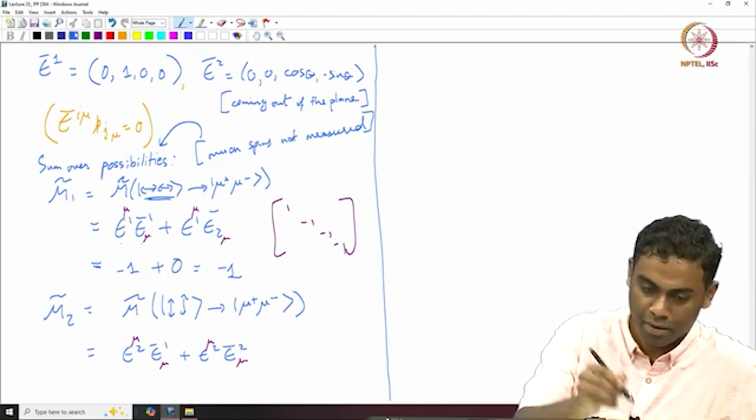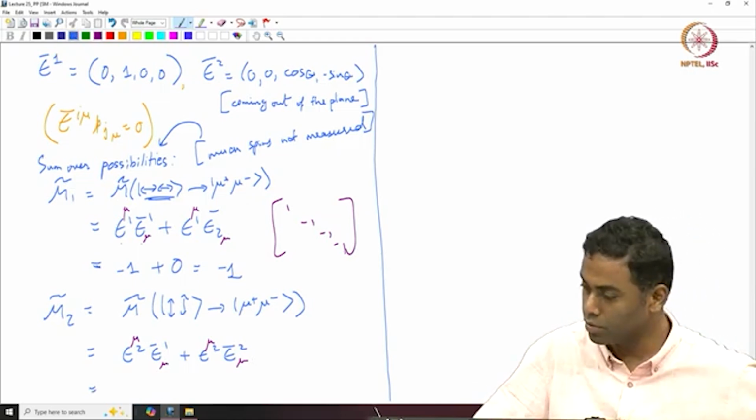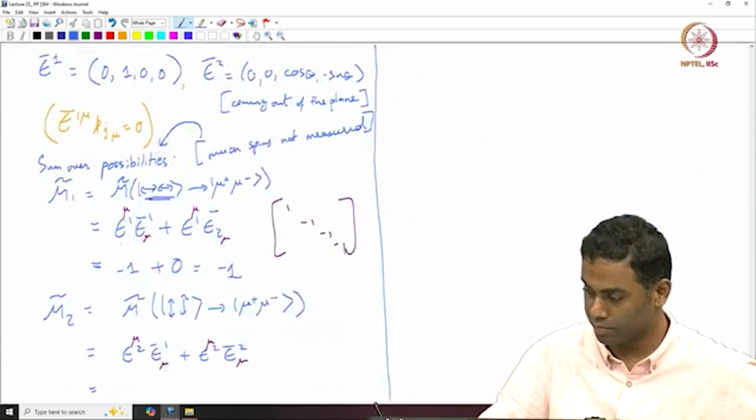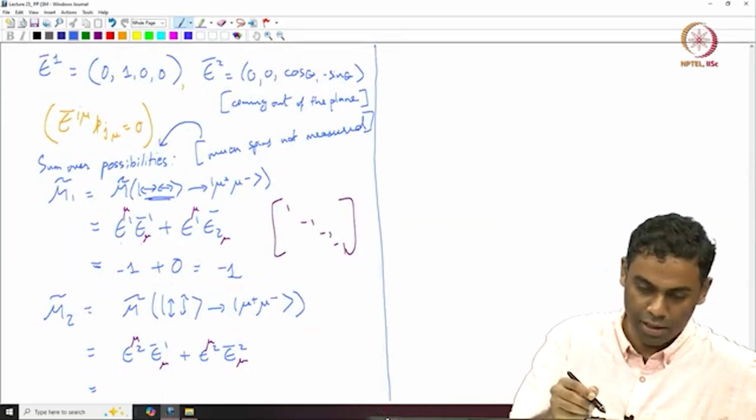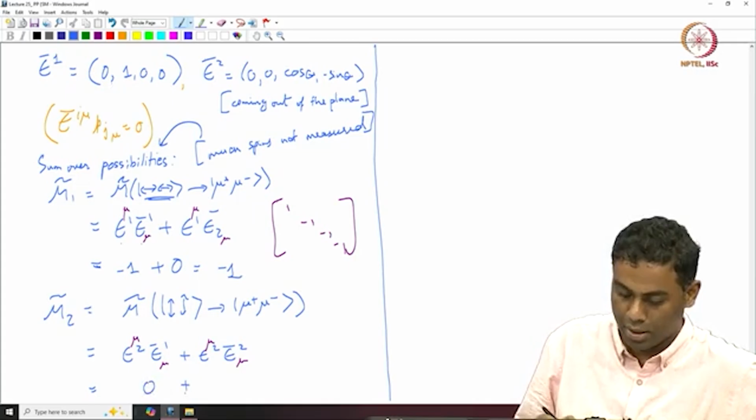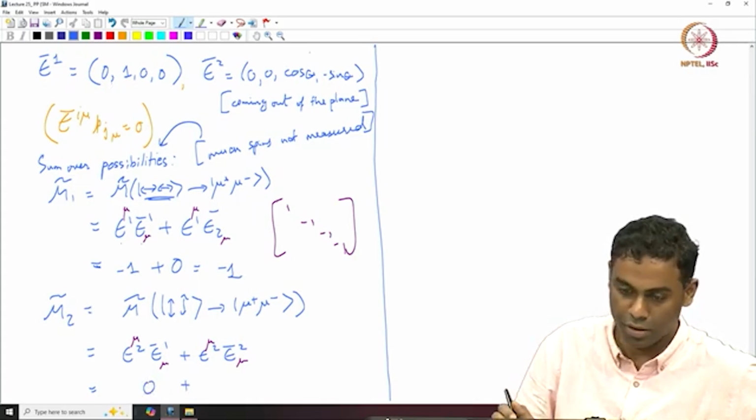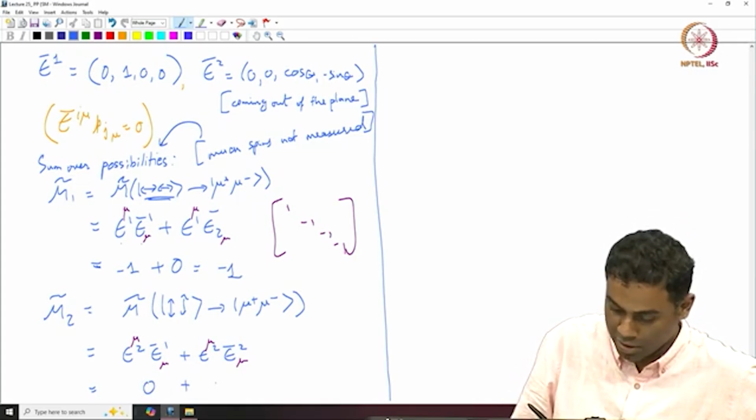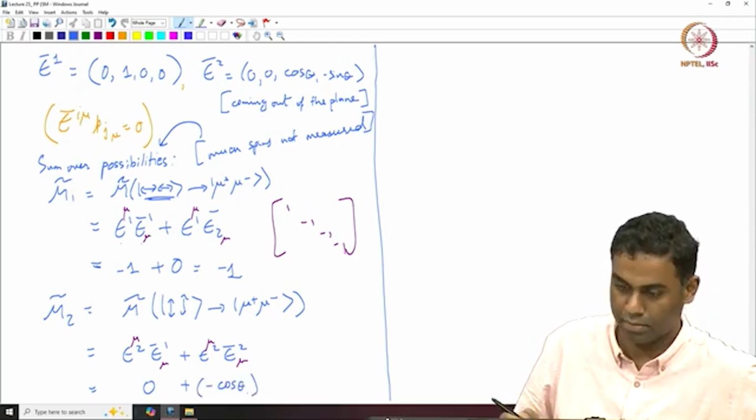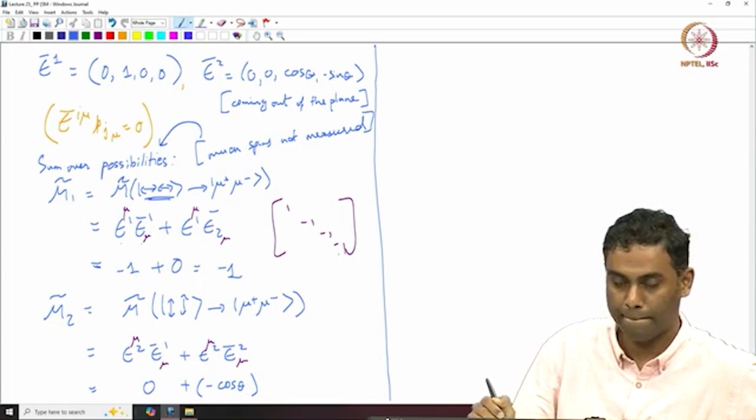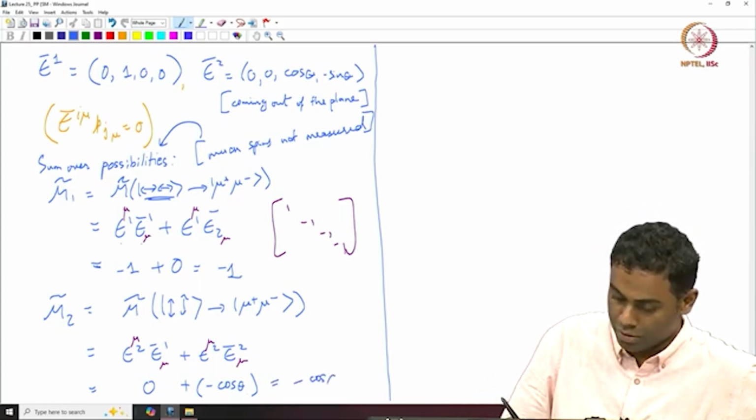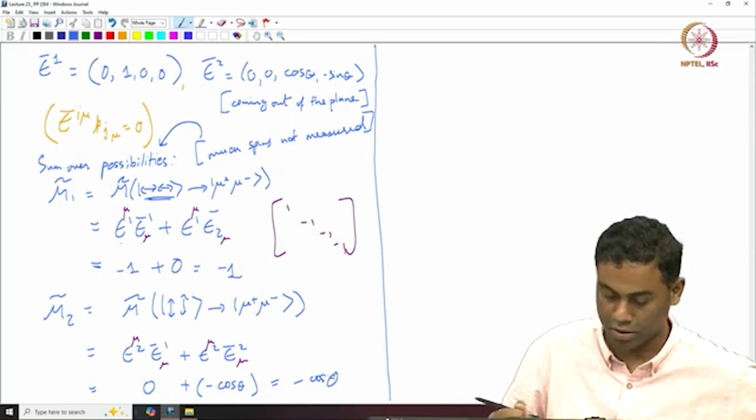Now what is epsilon 2? It's 0, 0, 1, 0. That means if I hit it with 0, 1, 0, 0, that's a 0. And if I hit it with this term, it picks out a cos theta, but with a minus, again because of the metric. Correct? Good. So that's nothing but minus cos theta.